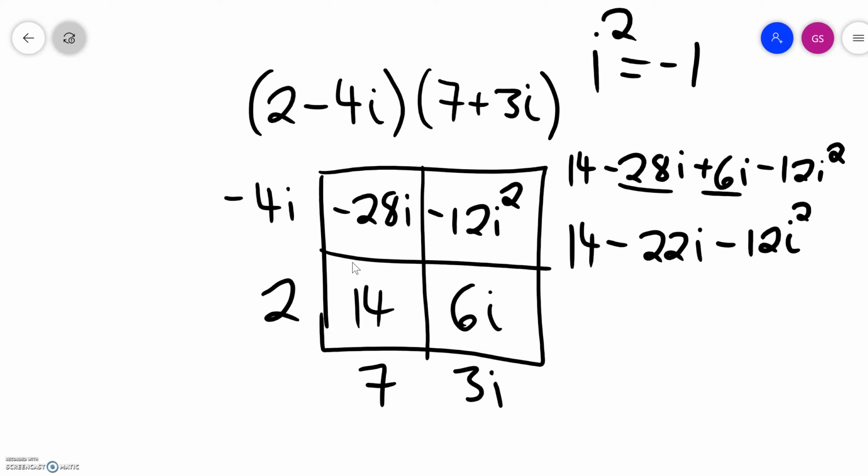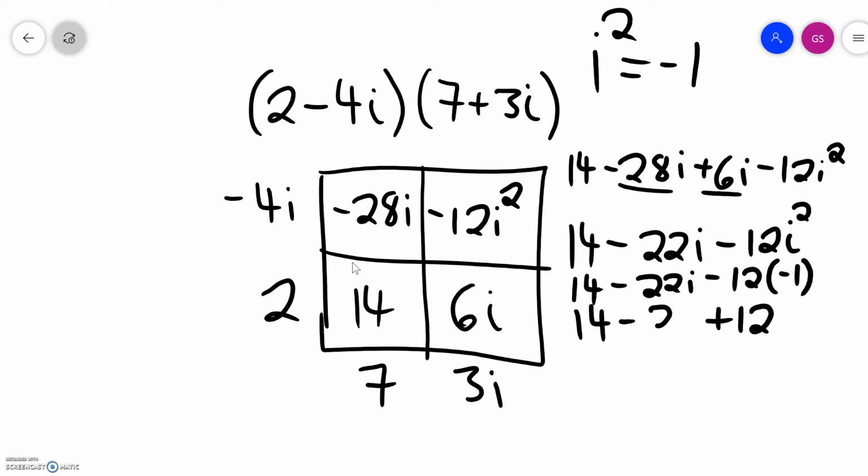So that i squared is going to turn into a -1. 12i squared turns into -1, and -12 times -1 turns into positive 12. So 14 minus 22i. I can combine these like terms because you see, once that i squared turned into -1, I don't have an i on this term anymore. So I can combine those. I get 26 minus 22i.